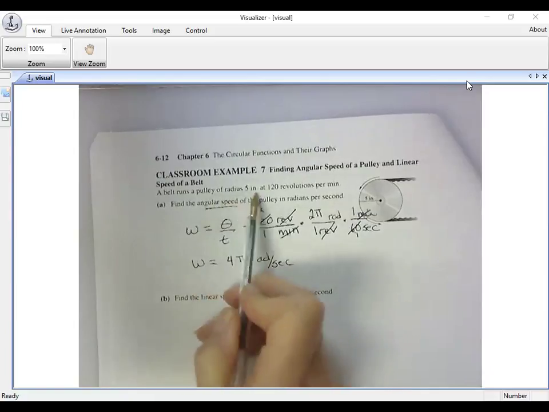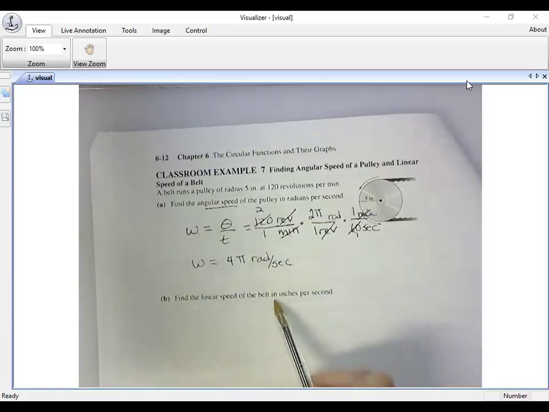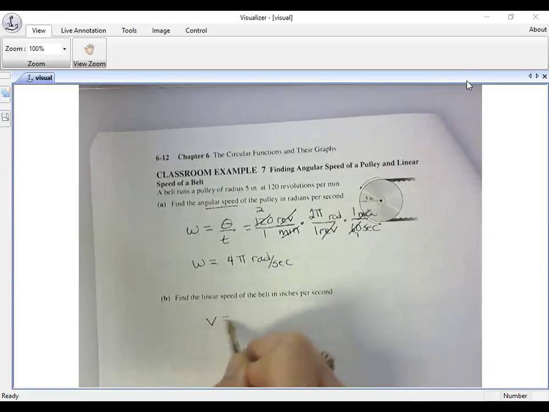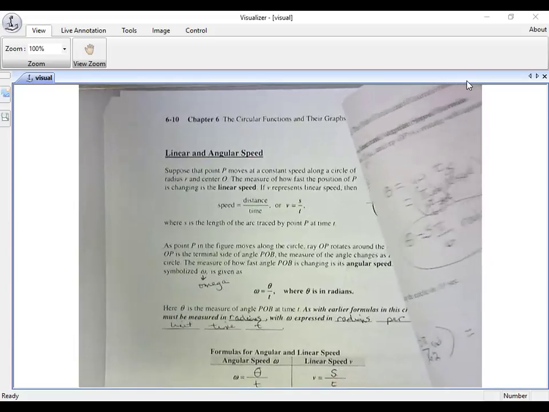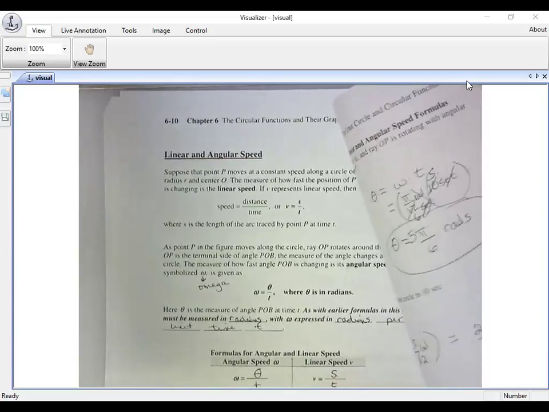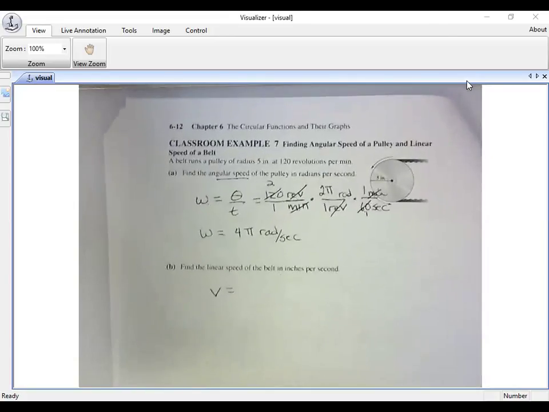Did I even have to use this on the first part for angular speed? But am I probably going to need it down here for linear speed? Yes, and I'm going to use what for my formula? I've got 3 options on how to find linear speed. What do you think we need? We could have V equals S over T, V equals R times theta over T, or V equals R times omega.